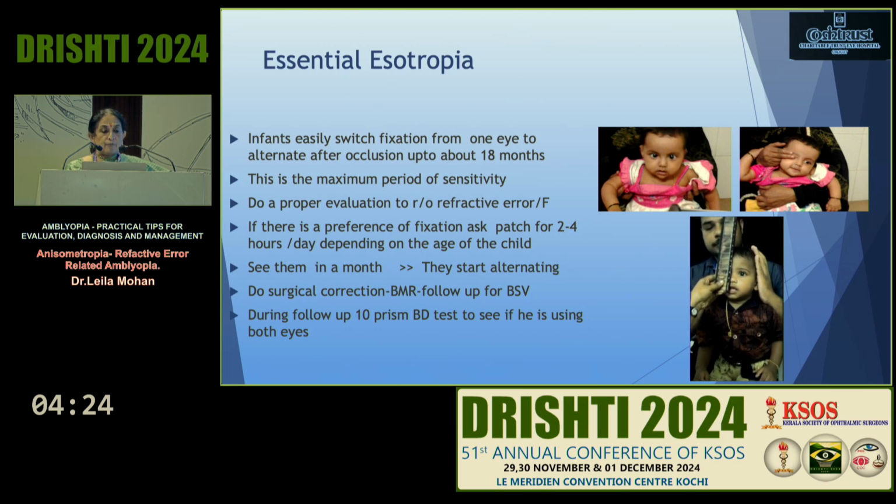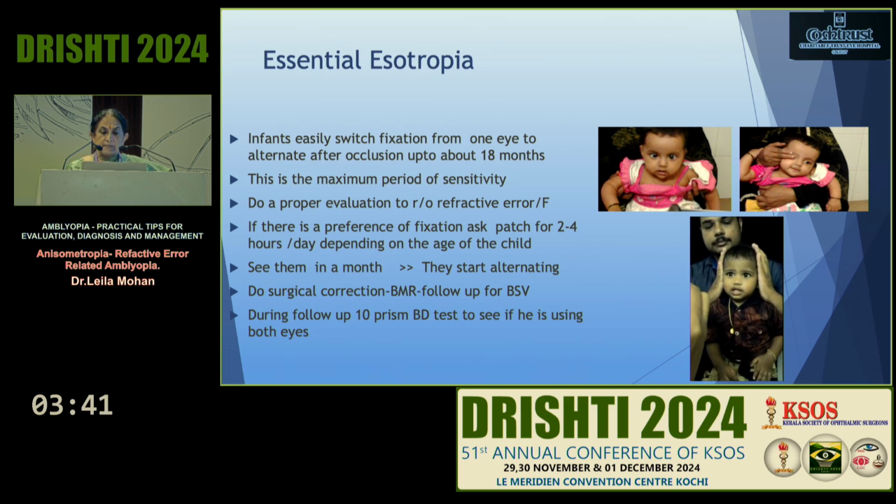So in essential esotropia, infants easily switch fixation from one eye to alternate fixation after occlusion. Up to 18 months is the period of maximum sensitivity. So after a proper evaluation to rule out refractive error and fundus examination, if there is a preference of fixation, as we have already seen, patch the eye for 2 to 4 hours a day, depending on the age of the child. If it is very young, about 6 to 8 months, then 2-hour patching is more than enough, and bring the child back after 1 month, they start alternating. Then you can go for the surgical correction. Bilateral medial rectus recession can be done, and follow up for binocular vision, which is very important.